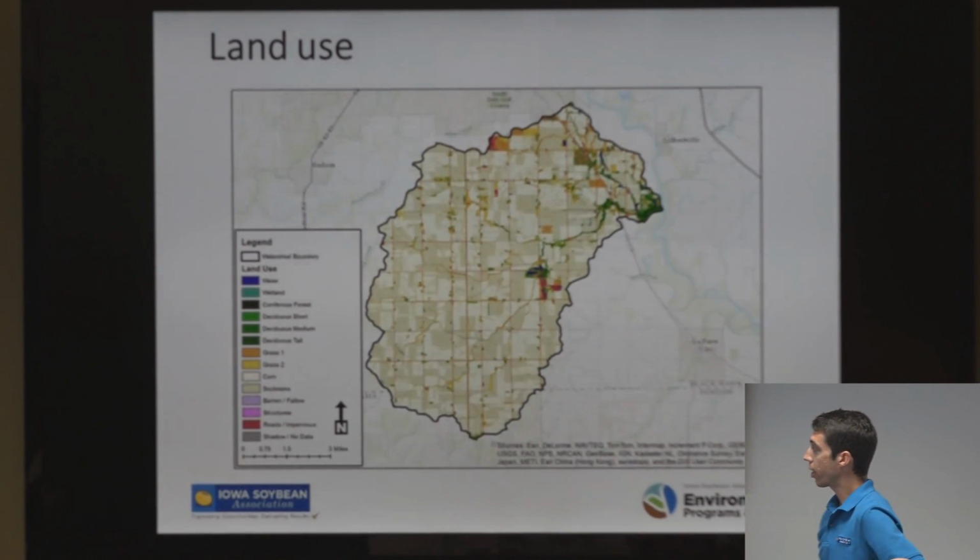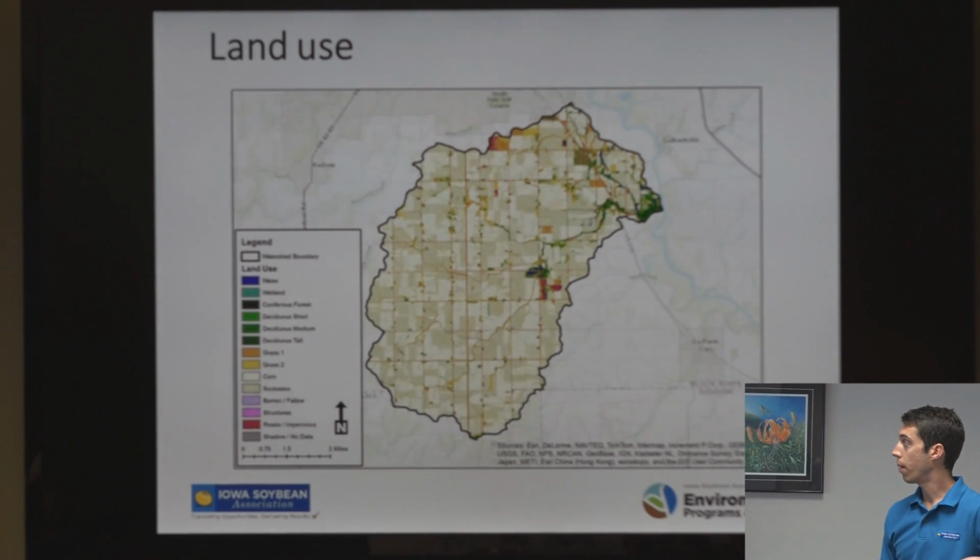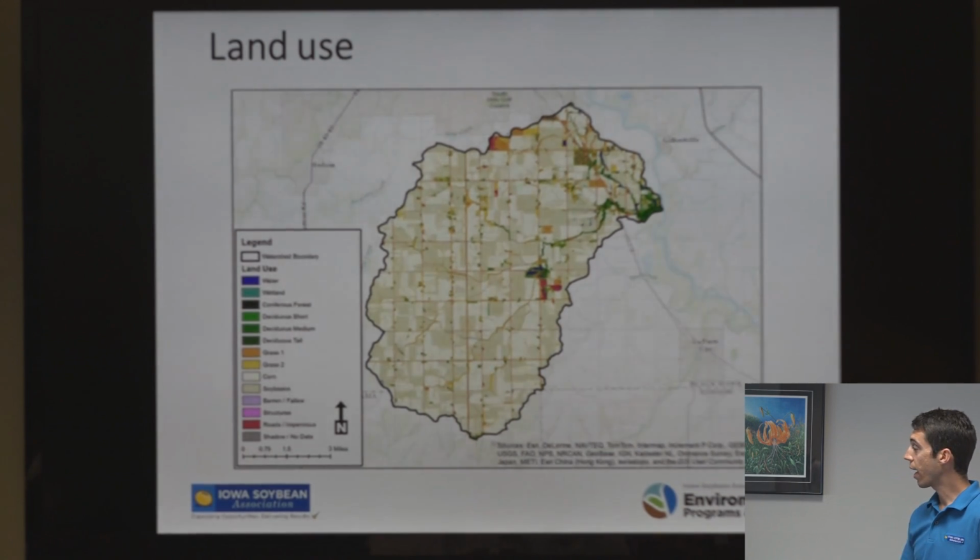So in characterizing the Miller Creek watershed, we've used high-resolution land use data from the Iowa DNR. And this land use shows that this is a highly working landscape in Miller Creek watershed. It's around 80% row crop production agriculture. So there's a lot of economic benefits from this highly rural watershed. So that's something we want to keep in mind as we're working with the local watershed residents and developing goals.